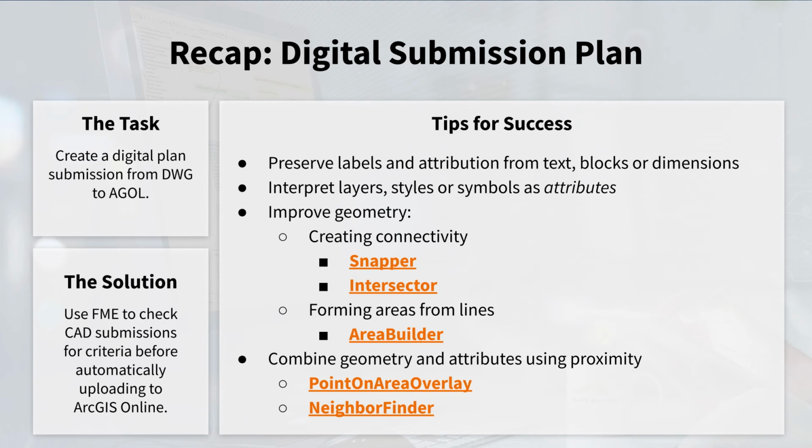At a high level, working from CAD to GIS involves a lot of capturing human-readable information and cleaning up topology so the data set can be used for analysis in the future. Some of the transformers we've noted here from the workspace you saw really highlight that process in creating connectivity, such as the snapper or intersector, and in building areas from lines, such as the area builder, or combining geometry and attributes with proximity. So the point on area overlay for our parcels, or the neighbor finder as Dale had used.